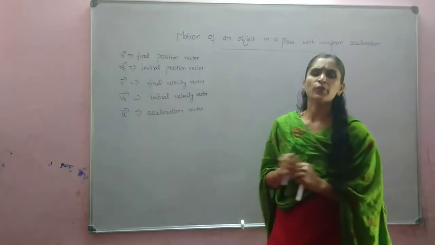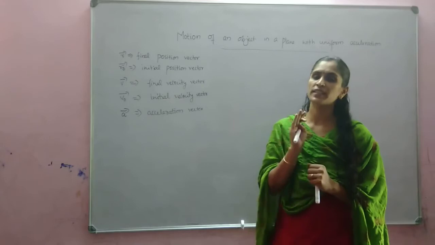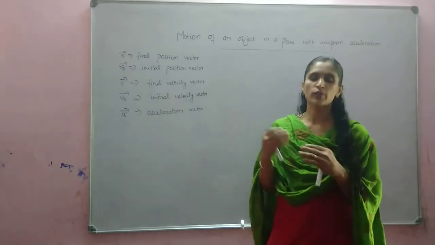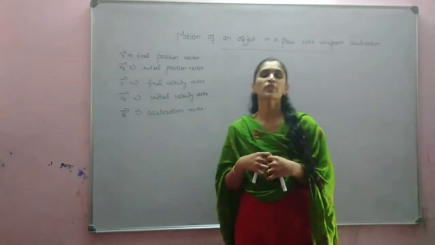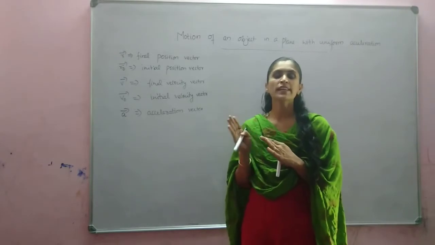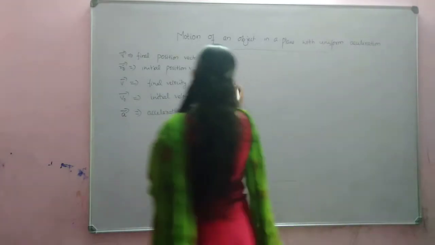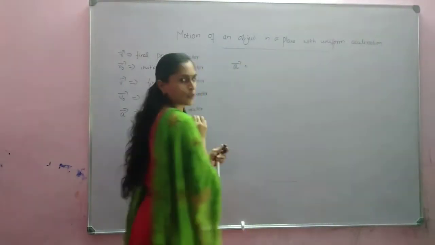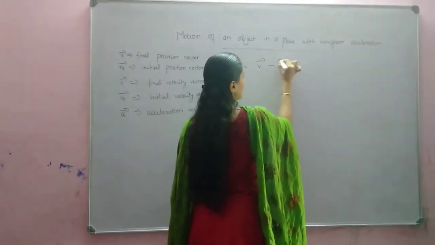So to obtain the equations of motion, we are proceeding the same way as we discussed in the case of motion in a straight line. To get the first equation of motion, what we did, we started from the definition of acceleration and wrote acceleration is equal to change in velocity by time. No? So same way here also we are doing. So here we can write acceleration is equal to final velocity minus initial velocity by time.